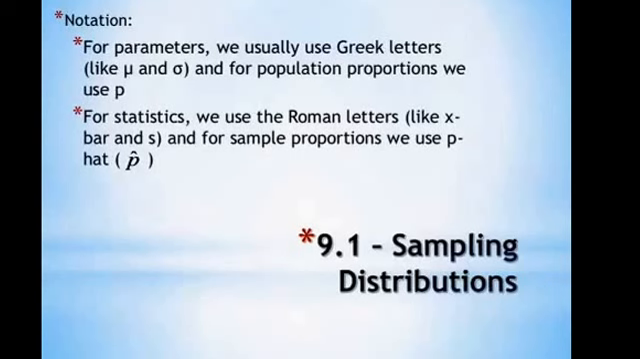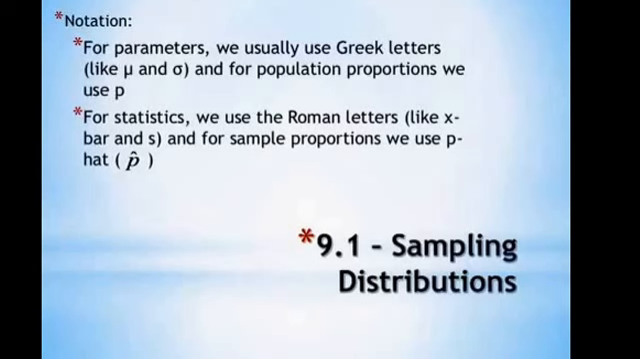Notation for parameters, we usually use Greek letters like mu and sigma, and for population proportions we use P, also known as rho. For statistics, we use Roman letters like X bar and S, and for sample proportion, we use P hat. So yes, we are now introducing P hat.